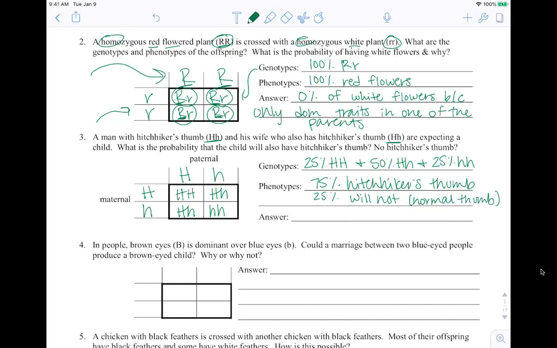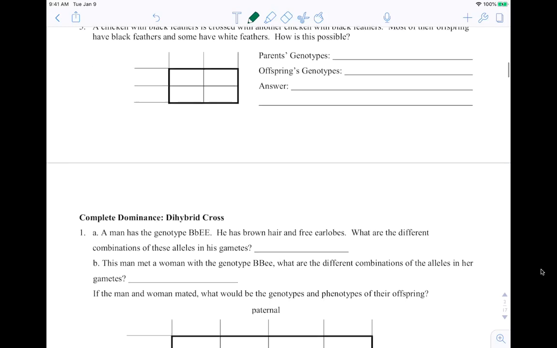We know that because 3 of the boxes have at least one capital letter. So that's our 75%. And then our remainder here that does not have any dominance is going to be the 25%. It wants to know what's the probability that the child will also have hitchhiker's thumb or no hitchhiker's thumb. That's exactly the same thing as the phenotype. So your answer is right there. Okay, so let's go look at the more complicated questions.